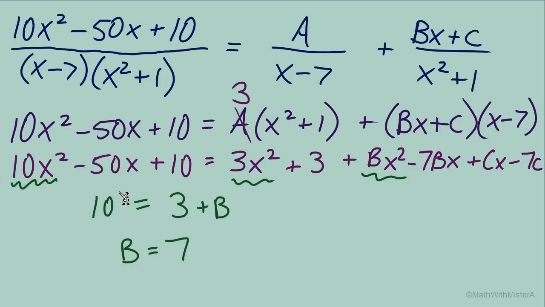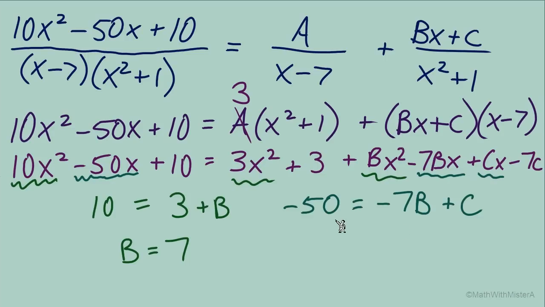Now over to linear terms, and we can choose linear or constant. It looks like two different ways for us to figure out what c is going to be. I'll go with the x terms. Negative 50x equals negative 7bx plus cx. So pull that over and lose the x's. We know that b is positive 7. I'll plug that in right away. Negative 50 equals negative 49 plus c. So c equals negative 1.